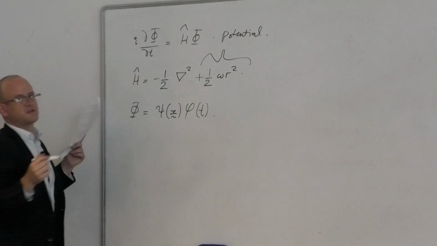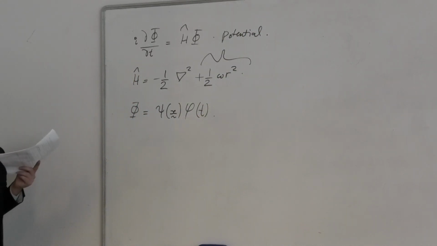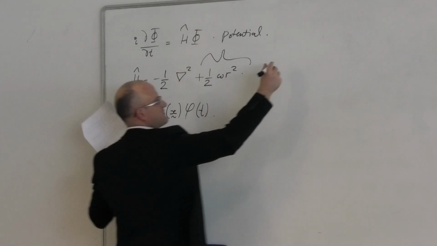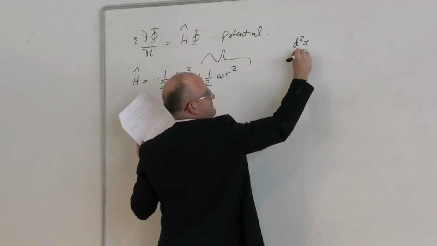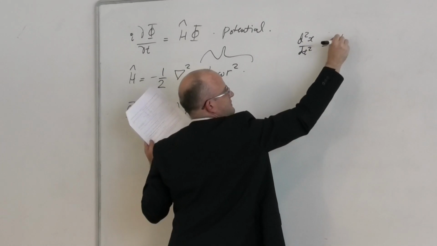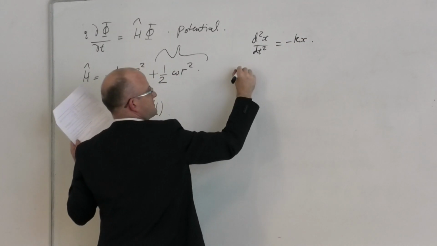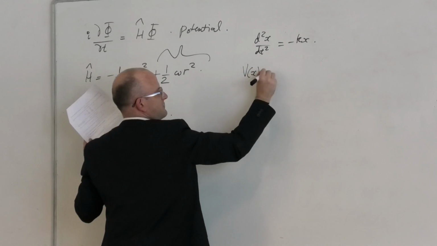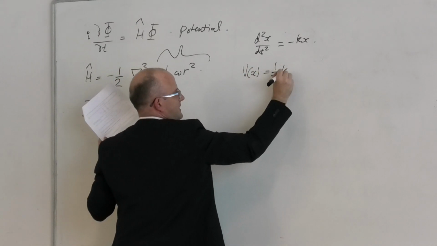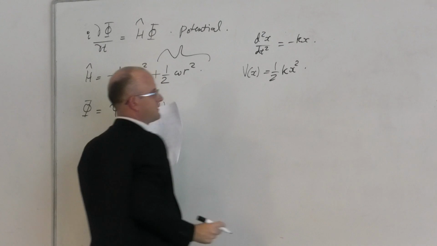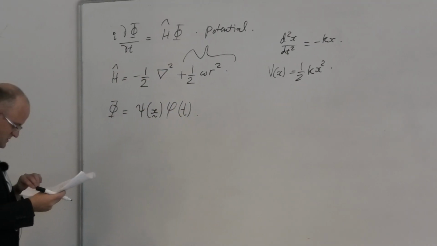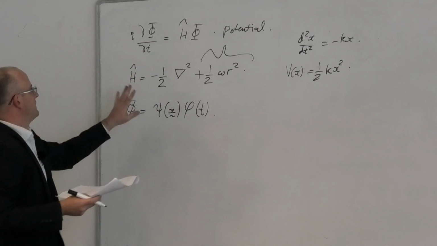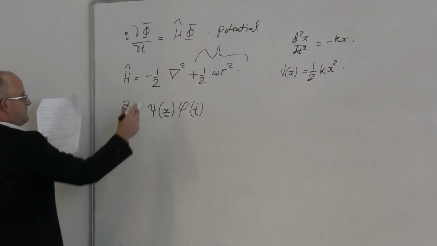Who knows what the potential of the spring is? So potential for a spring, if you got something which is like d2x over dt squared is equal to minus kx, and the potential energy of that spring is equal to 1/2 kx squared. That is the amount of energy that is stored in the spring. So do some magic with this.